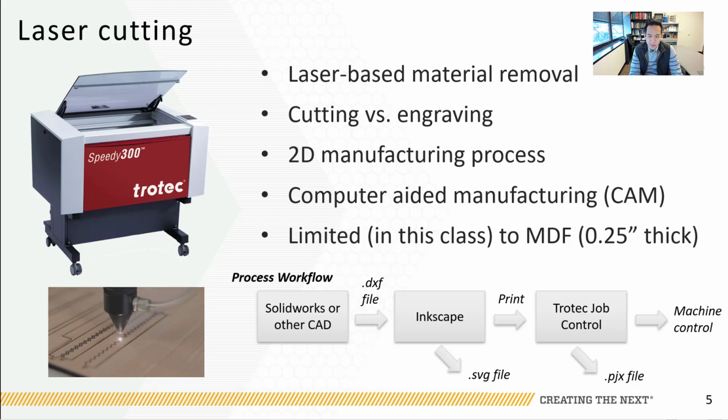You see here, you start with a CAD file, could be in SolidWorks or another type of drafting system, and you output a DXF file, which is that 2D layout file. You open up that file in Inkscape, which is the software we're talking about, and then you send it using a printing command to Trotec Job Control, and then that can be used to assign machine control instructions. The Inkscape file itself can be saved as an SVG, and the Trotec Job Control file can be saved as a PJX so that you can archive that.